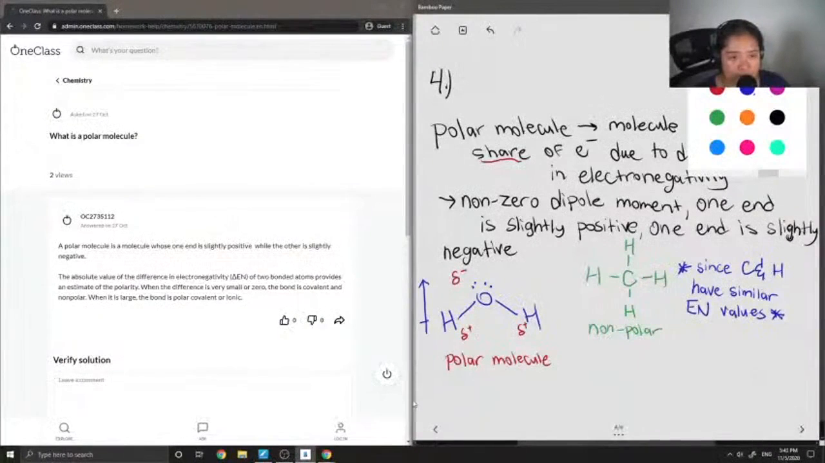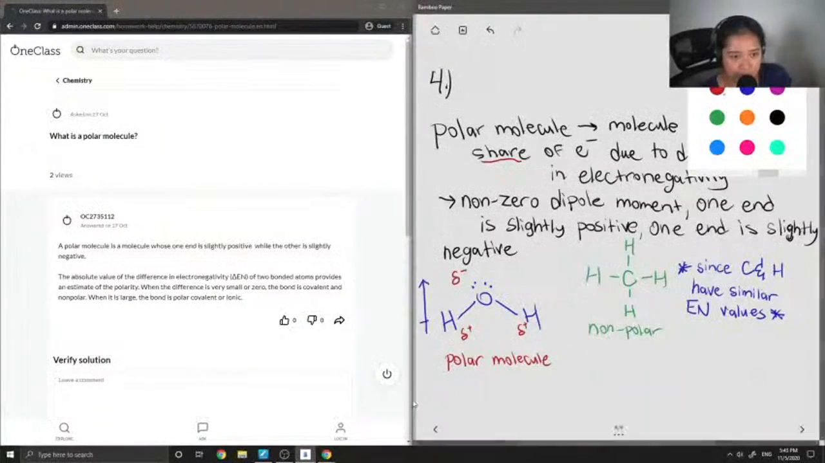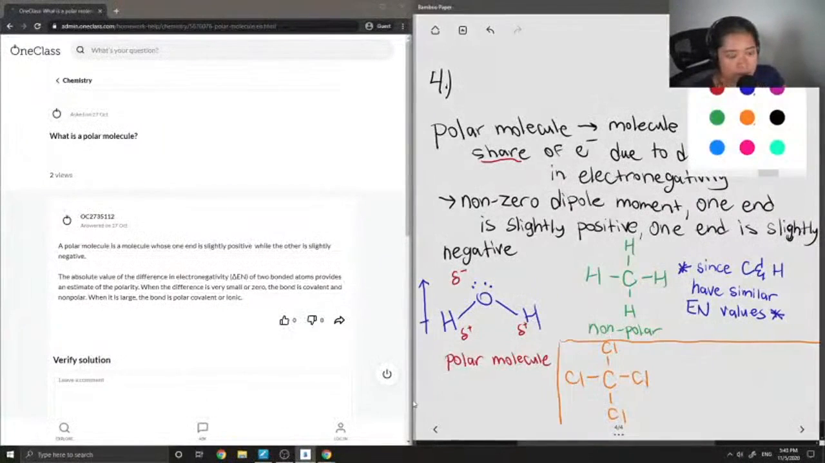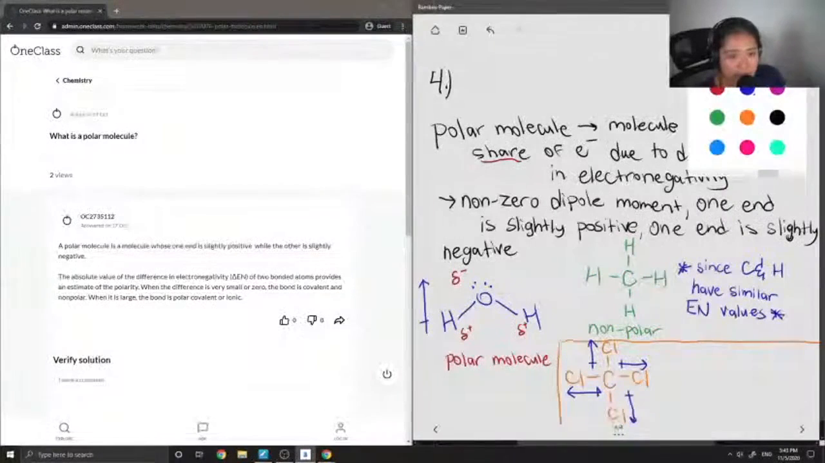What some people might get confused about is that there's a difference between having a polar molecule and having a molecule that has polar bonds. So for example, let me box this little corner off. Let's say I had carbon with four chlorines on it. As we all know, chlorine is much more electronegative than carbon. So I can draw all of the dipole moments, the arrows that signify that chlorine is more electronegative.